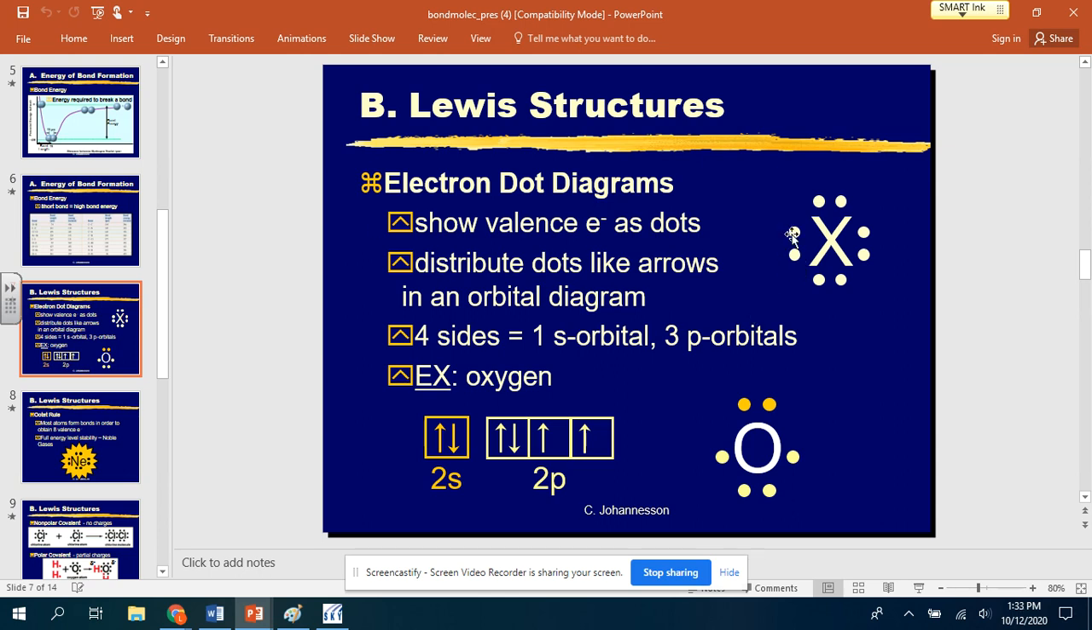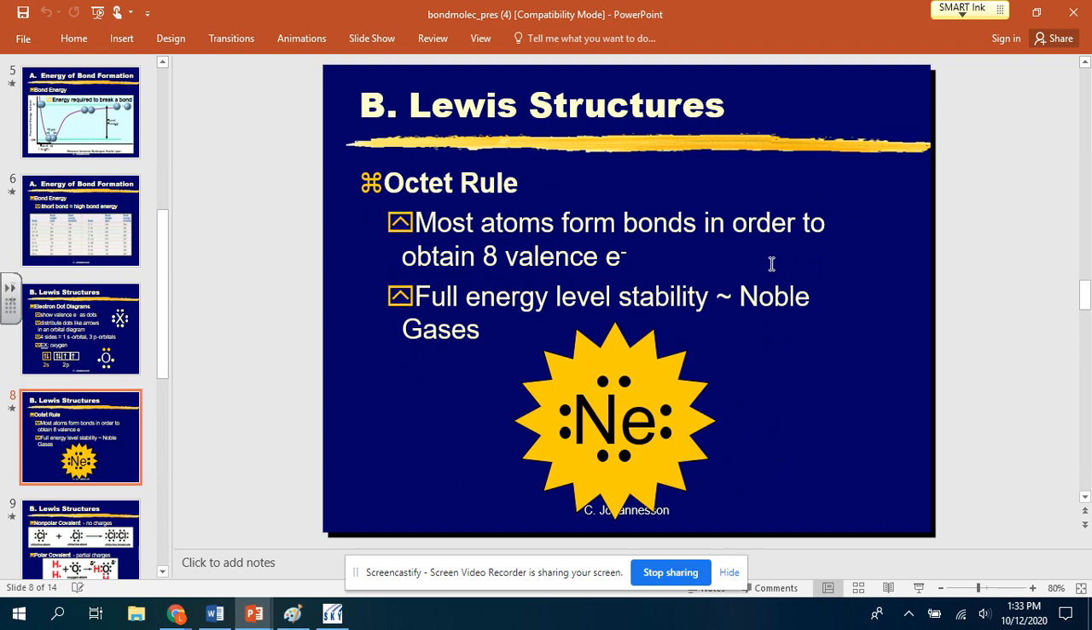These dots are showing the valence electrons. If it's full like this, and there are 8, it must be a noble gas because they're the only ones that have 8 valence electrons, right? So this is showing valence electrons. I'm going to show you how to do a couple of them.